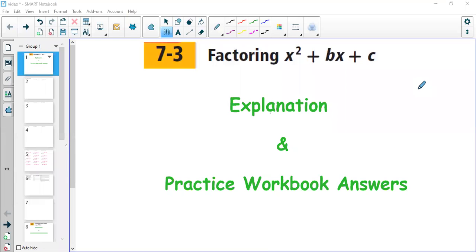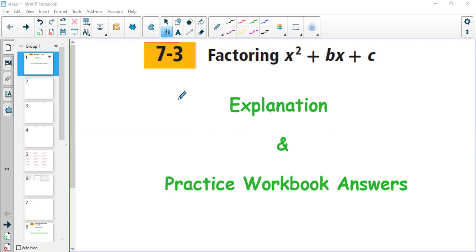Hello everyone. In this video, we'll be discussing chapter 7 lesson 3, which is about factoring any polynomial in the form of x squared plus bx plus c. If you see, that's a trinomial because we have three terms. So if any polynomial, or you could call it a trinomial, is in the form x squared plus bx plus c, how are you going to factorize that? That's what we are going to see.